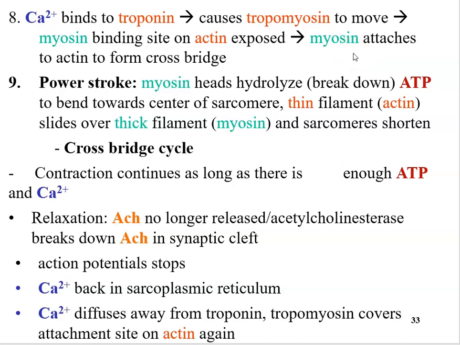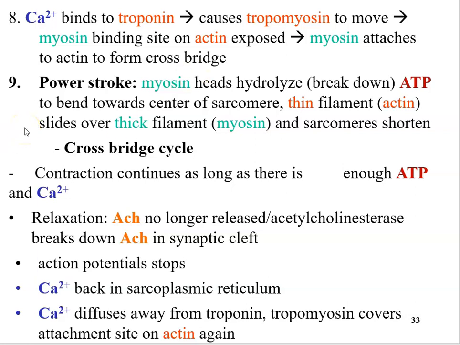Now a cross bridge is formed, which is just a bridge between the myosin head and the actin, a bridge between the thick and the thin filament. Recall that these filaments make up most of the muscle cell. They're just packed in there. So as the calcium's floating within the sarcoplasm, it's just going to hit all these troponin molecules, since there's so many in there.